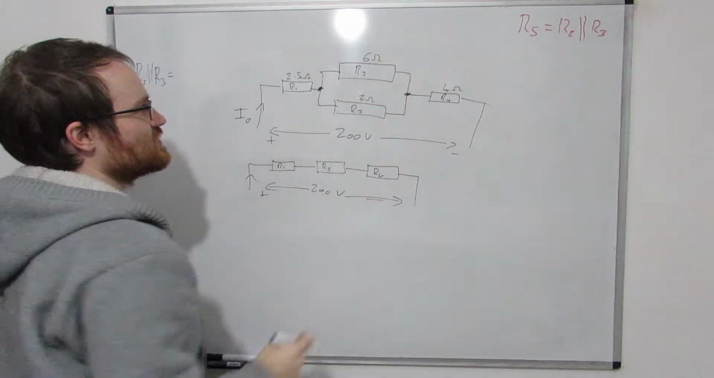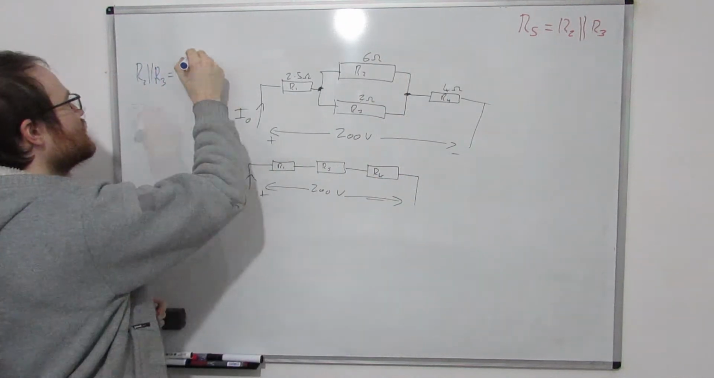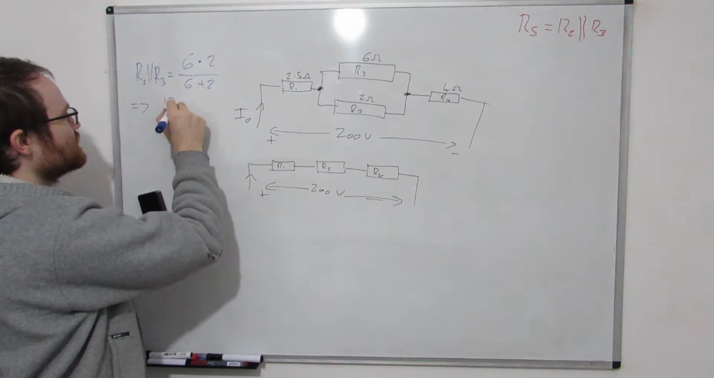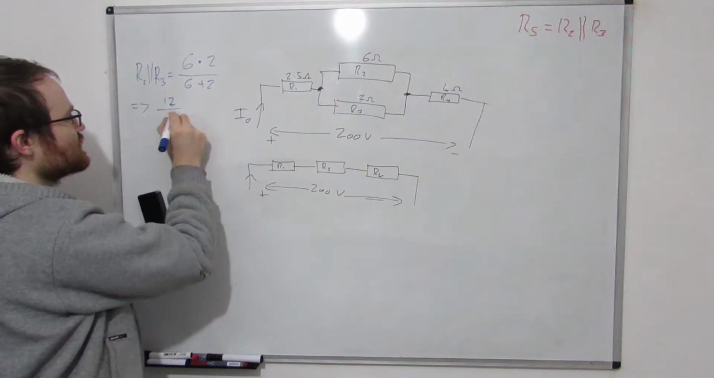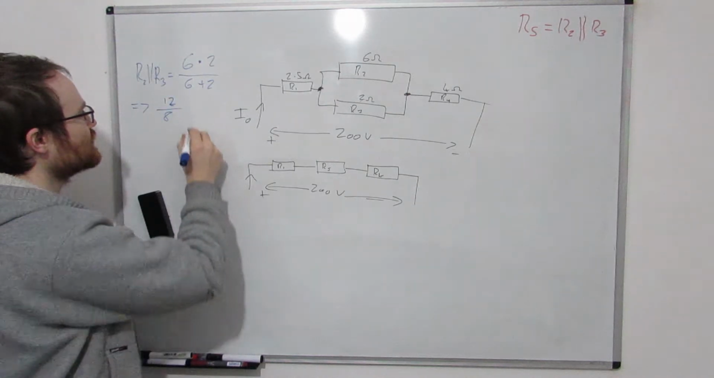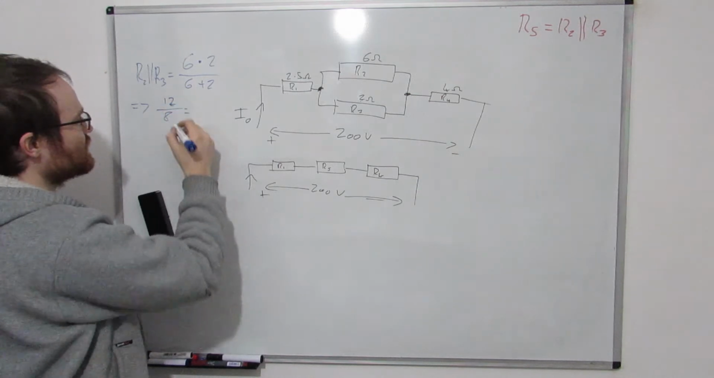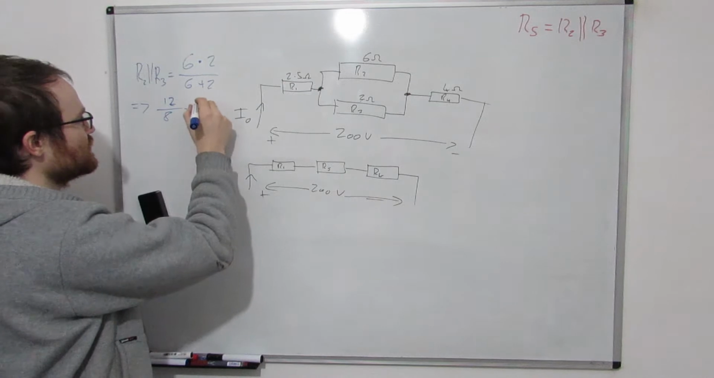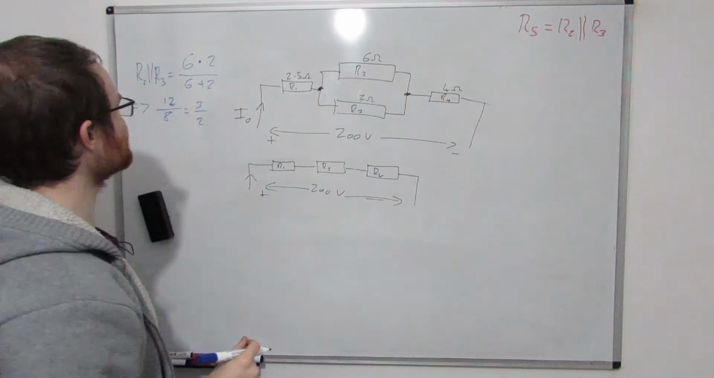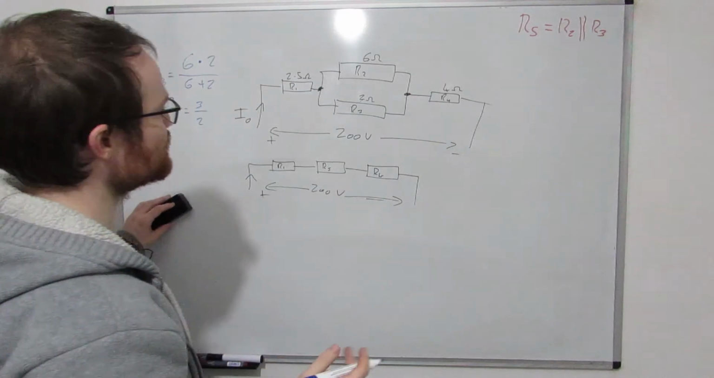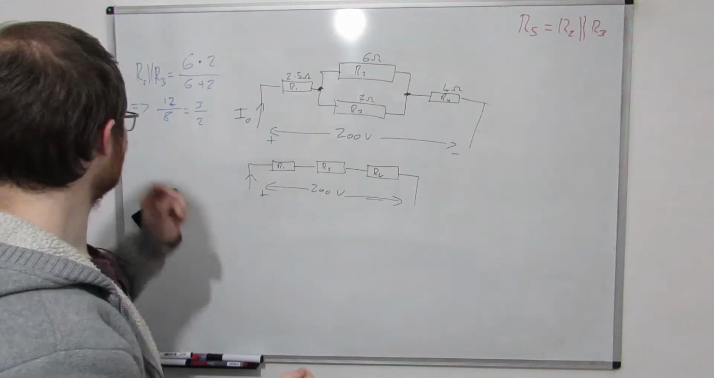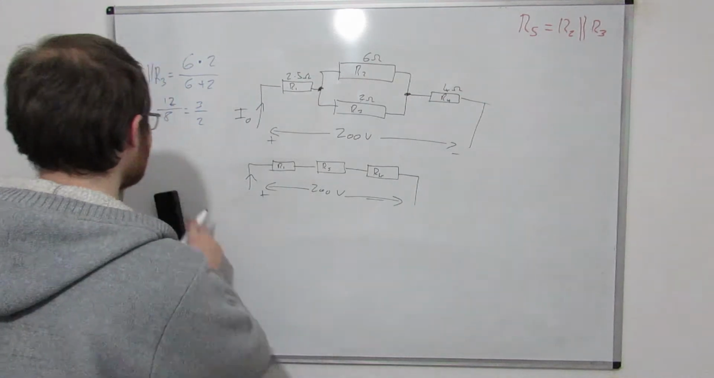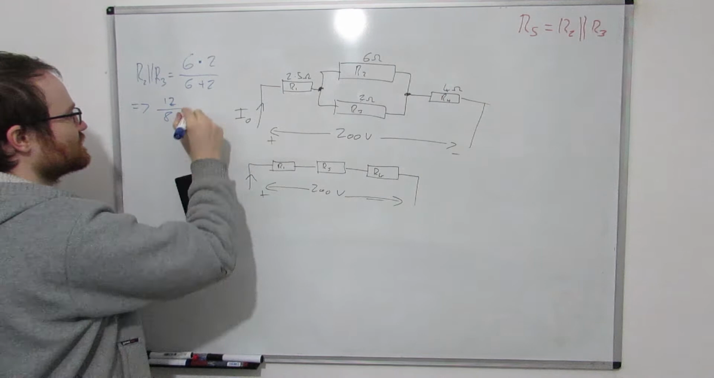So 6 times 2 over 6 plus 2. 6 times 2 is 12, 6 plus 2 is 8. Divide the top and the bottom by 4, so 8 divided by 4 is 2, and 12 divided by 4 is 3. So we've got 3 over 2 ohms. Right, so 1.5 ohms, we'll call it.